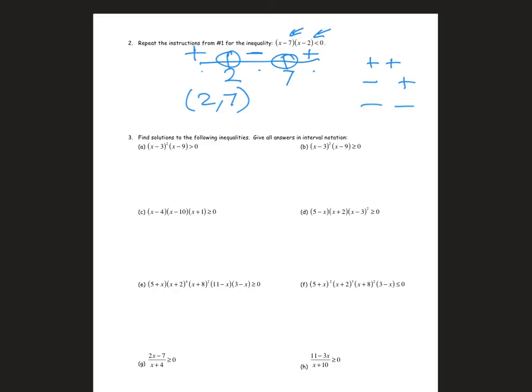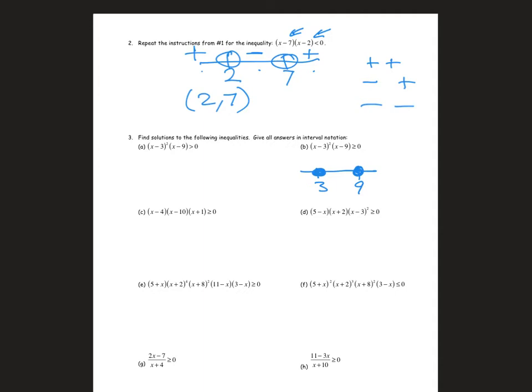Let's do 3b. I get my two values I'm going to put on here are 3 and 9. And because I'm looking for greater than or equal to 0, I'm going to fill in the dots because the equal case would be 3 and 9. That's where this would equal 0. So I want to fill that in. All right, in doing sign analysis, let's start with 9.